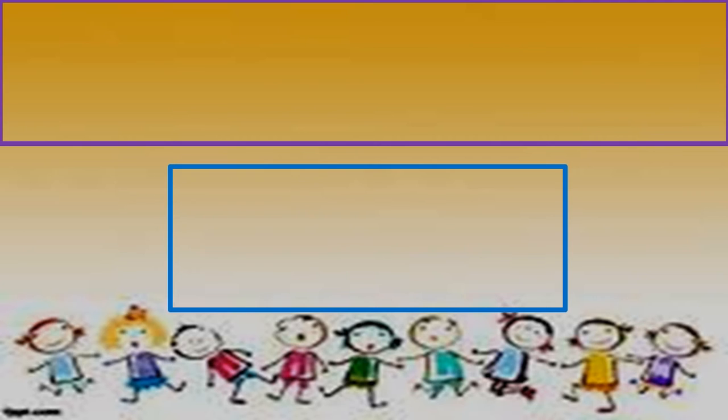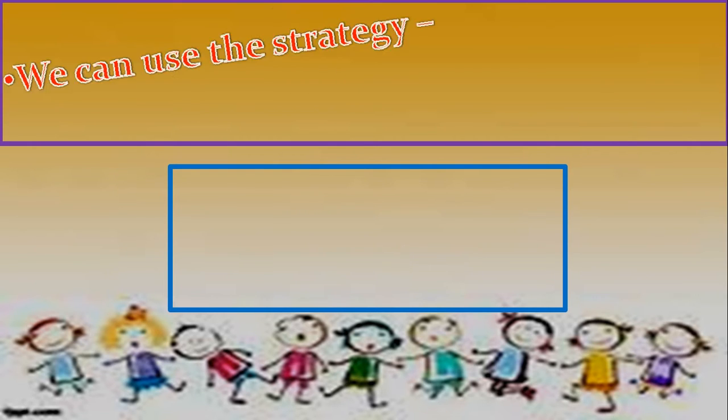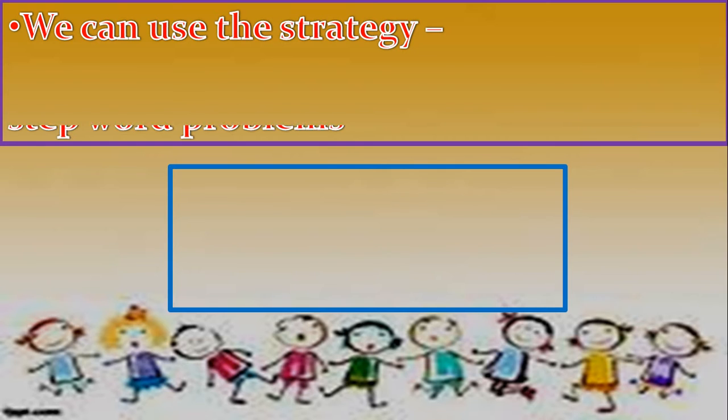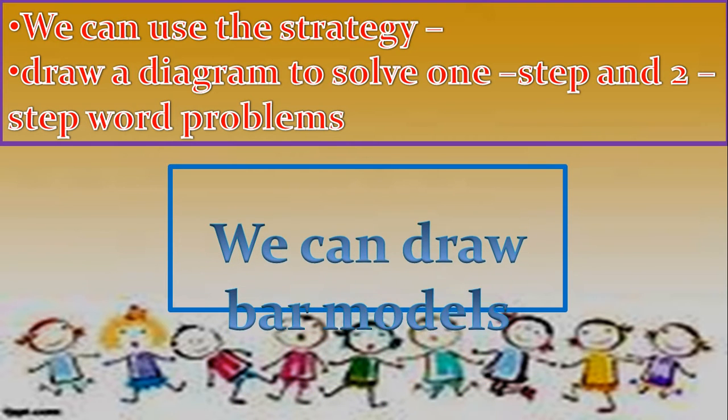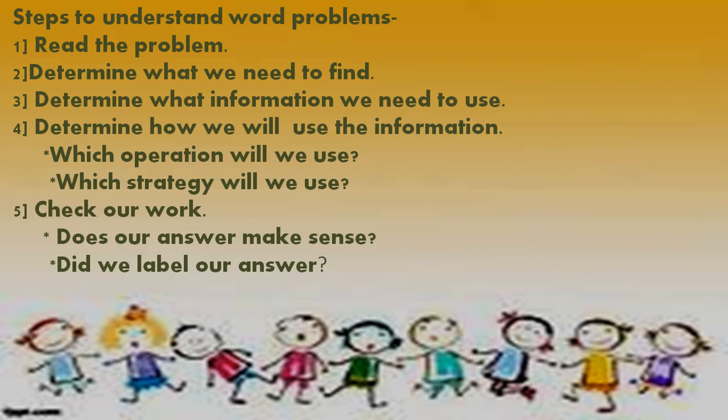So, to understand word problems, we will have to plan some strategy. Let us discuss what strategy we are going to have for solving life story problems. We can use the strategy of drawing a diagram to solve one-step and two-step word problems. For this, we can draw bar models. So now let us understand the steps to solve word problems.